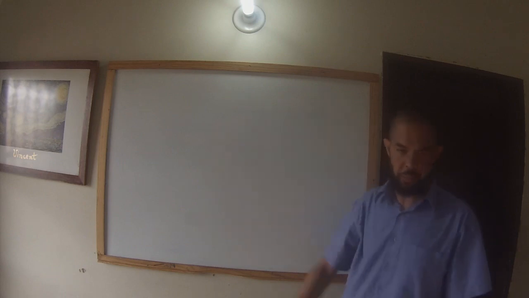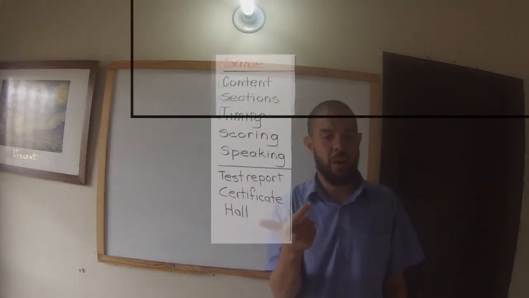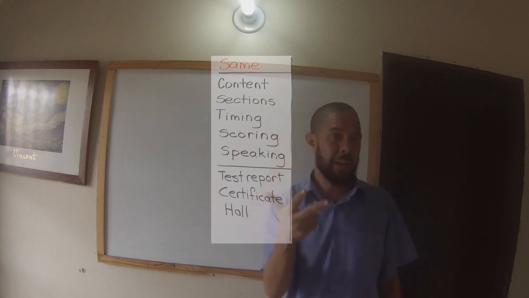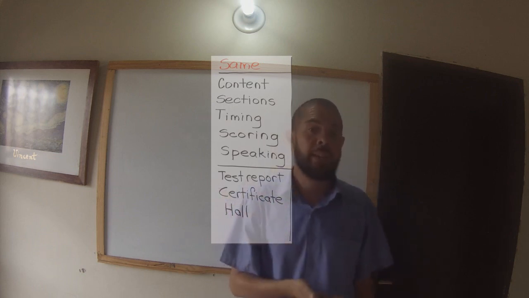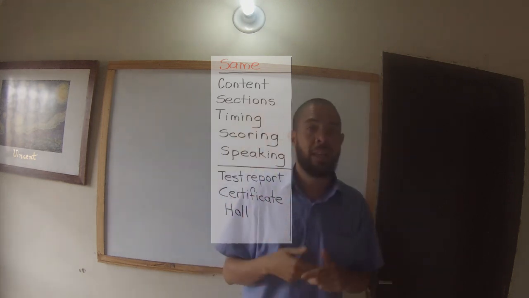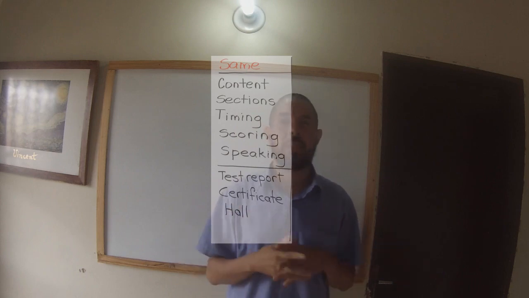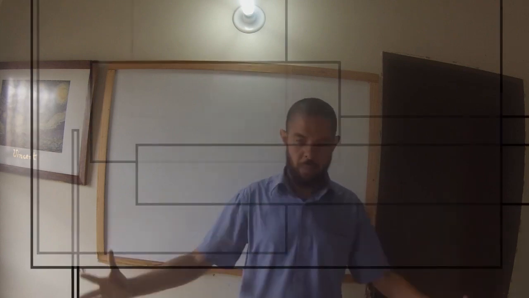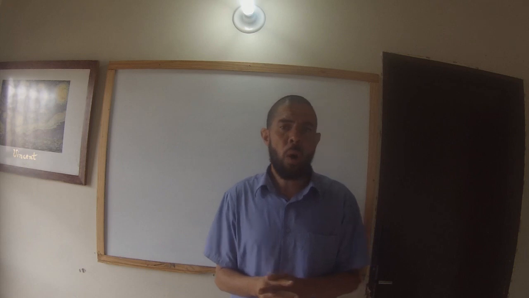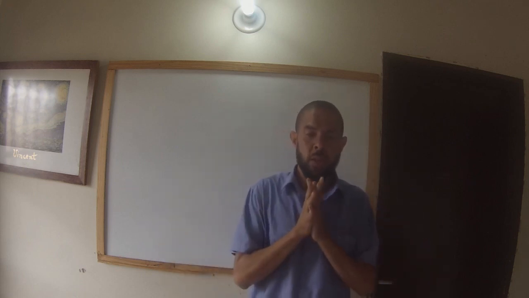Here we have the content is the same, the sections are the same, the time is the same, and the scoring is also the same. And you also have a test report, you have a certificate, you do the test in a hall, right? And what are the differences? What is different in the test kit?